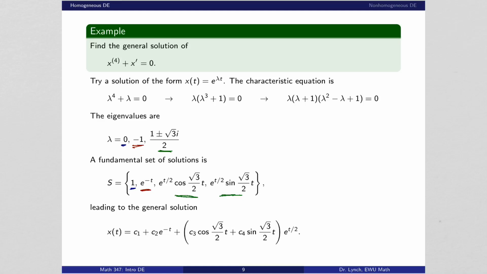The general solution of the differential equation is a linear combination of those linearly independent solutions, which again here I've written the cosine and sine terms in factored form, factoring out the e to the t over 2. As you might expect, a 4-parameter family of solutions corresponding to this fourth order differential equation.